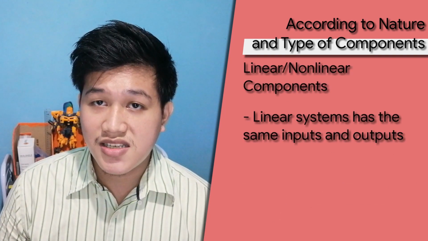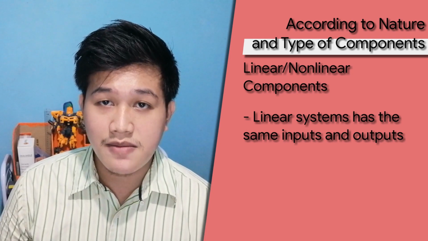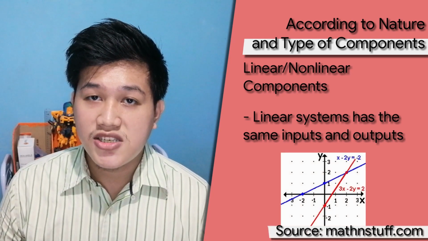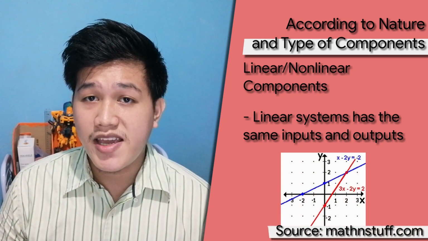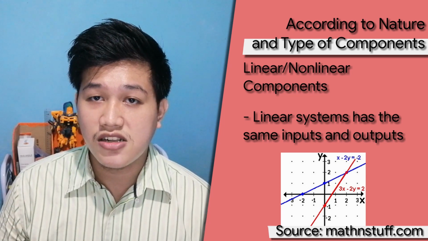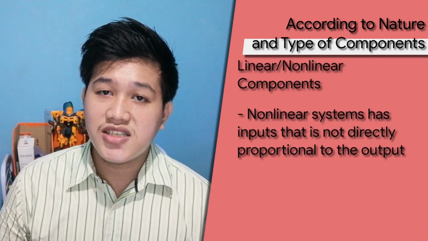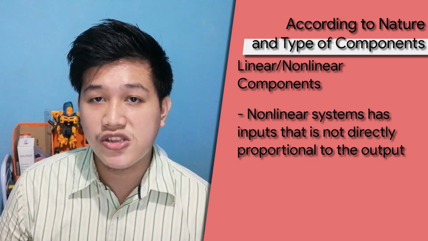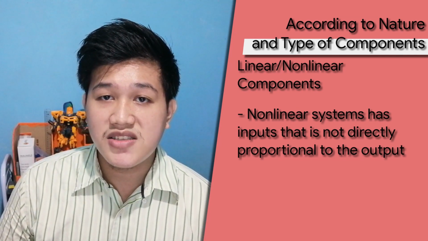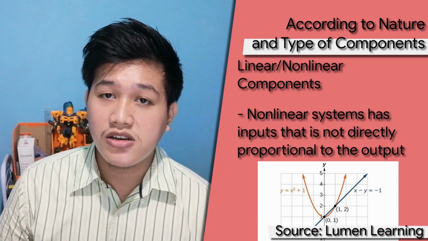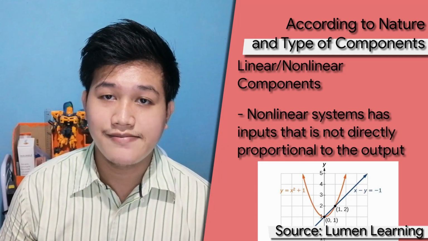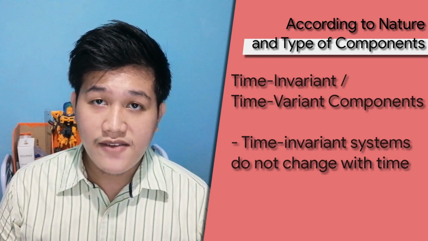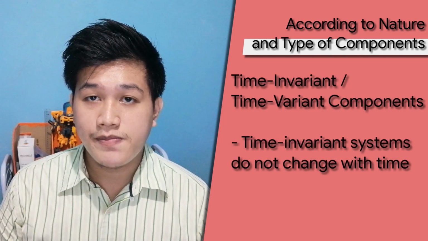Linear systems are systems in which inputs are the same as their outputs. These are equations that when we plot in the Cartesian plane, the lines will intersect on a single coordinate. Nonlinear systems, on the other hand, are systems in which input is not directly proportional to the output. This means that the plotted dot will be aligned in a curve just like this. Next up, we have time invariant and time variant components.